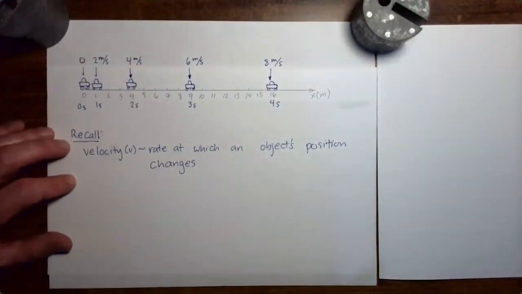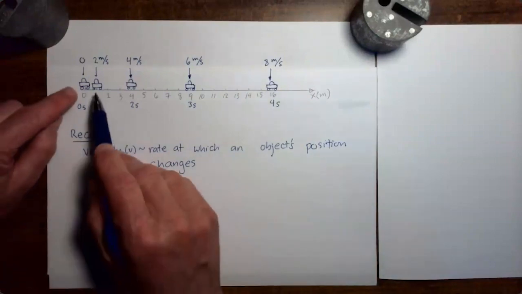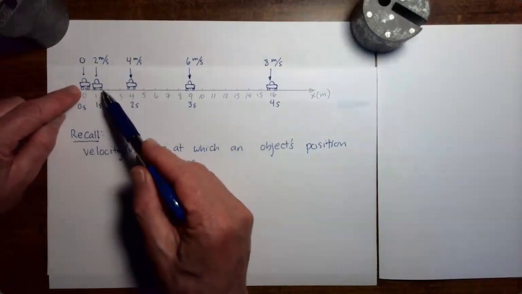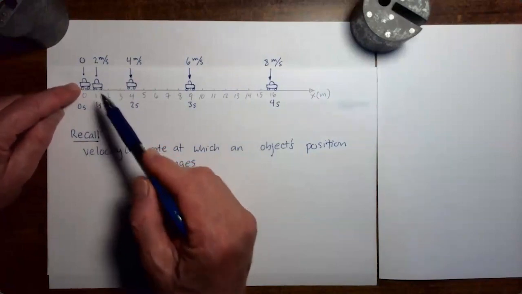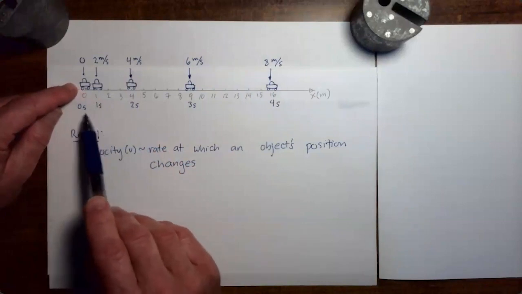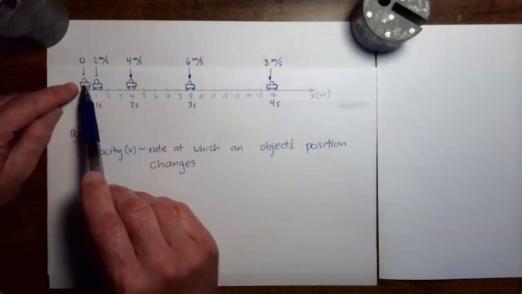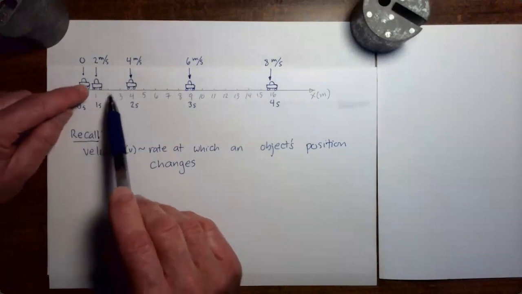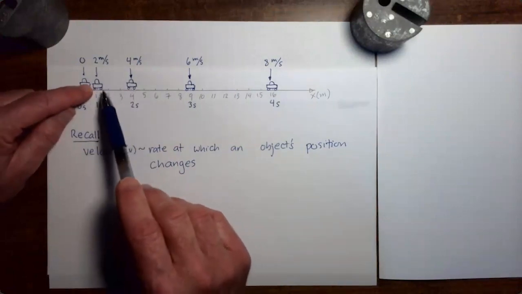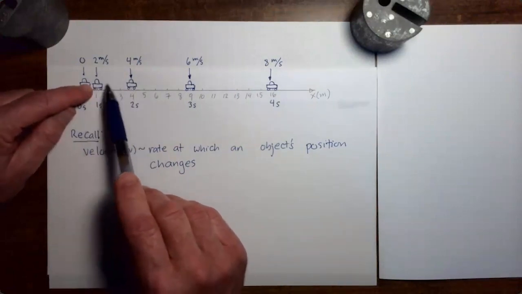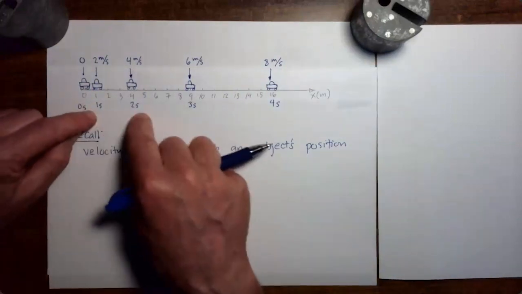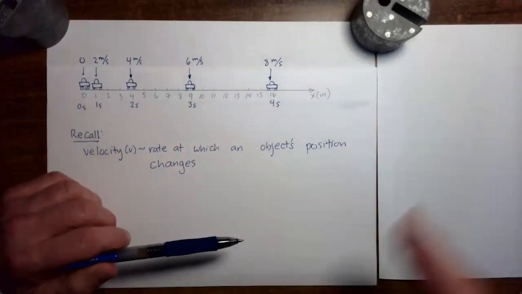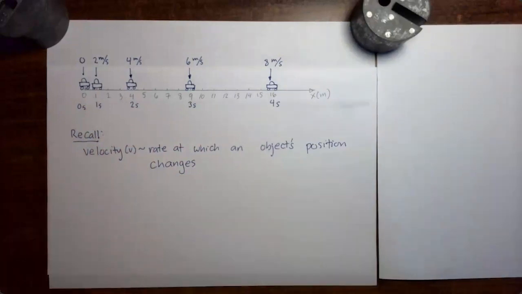All right, so one way we can describe what's happening in the figure here is that for every 1 second interval, the velocity of the car changes by 2 meters per second. In the first 1 second interval, the velocity increased from 0 to 2 meters per second. In the next 1 second interval, the velocity increased from 2 meters per second to 4 meters per second, and so forth. So for every second that goes by, the velocity increased by 2 meters per second.